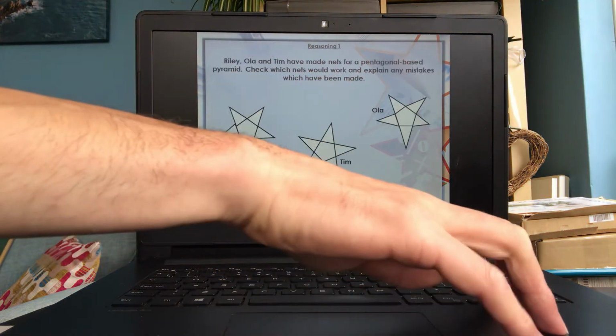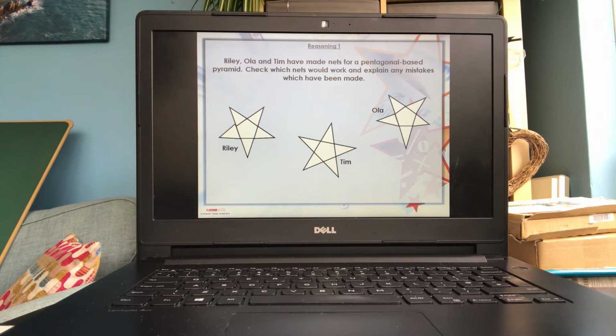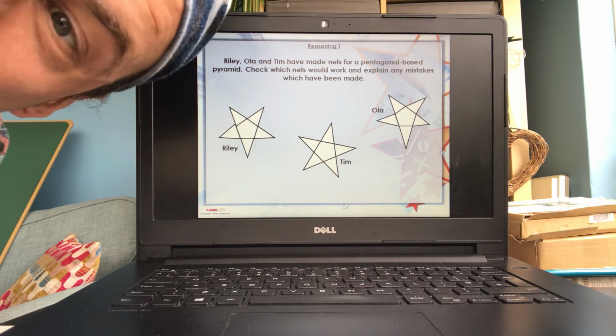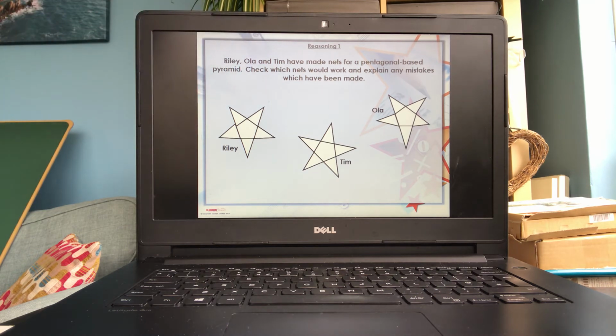Right then. Now, in the reasoning today, guys, we have some questions that I think you'll get easily and some that are trickier. Let's have a quick look at them. Riley, Ola and Tim have made nets for a pentagonal-based pyramid. Check which nets would work and explain any mistakes which have been made.